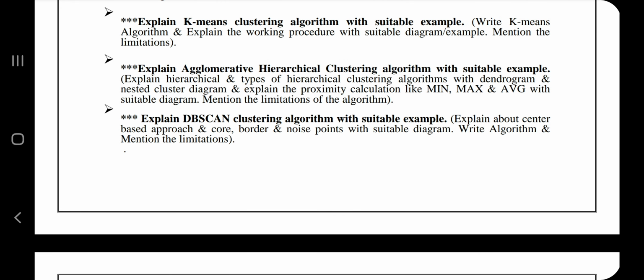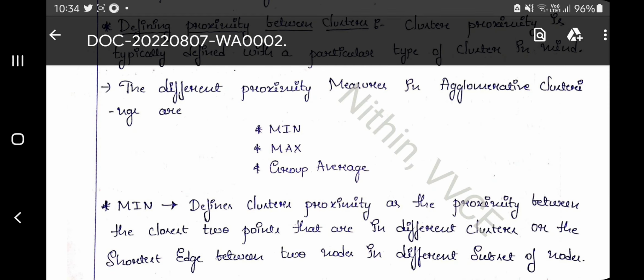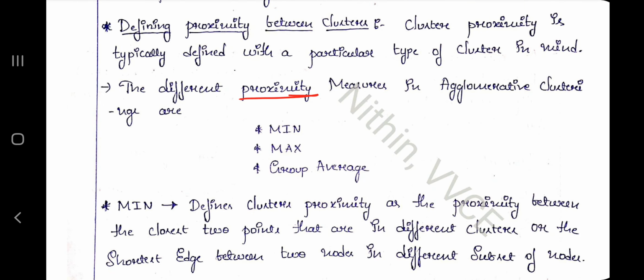Then we have the three things, which is min, max and average, very very important and repeated concept. What is min, max and average? Min, max and average are proximity measures. Proximity means closeness. Closeness can be measured in three ways: min, max and group average.